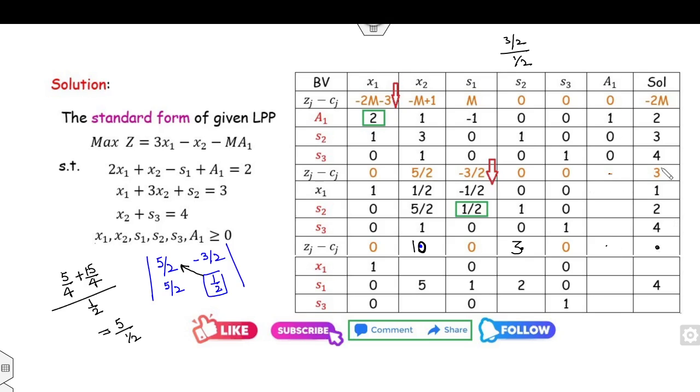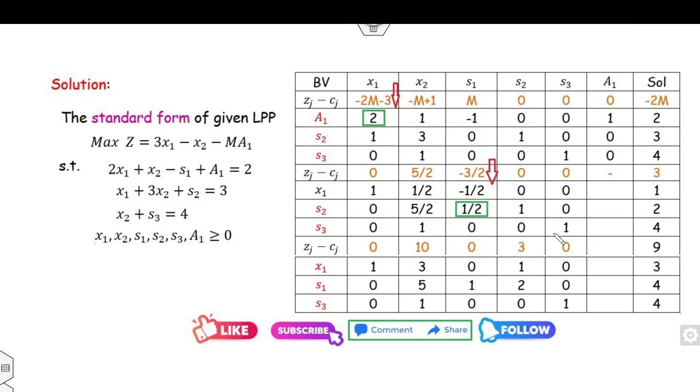Can you find this number? The previous number is my 3. One part is my minus 3 by 2, half, 3 and 2. It is my plus 3 by 2 and it is my plus 6 by 2 divided by the box element. This number is my 9. Similarly, you can find the rest of the numbers and you can obtain these results.